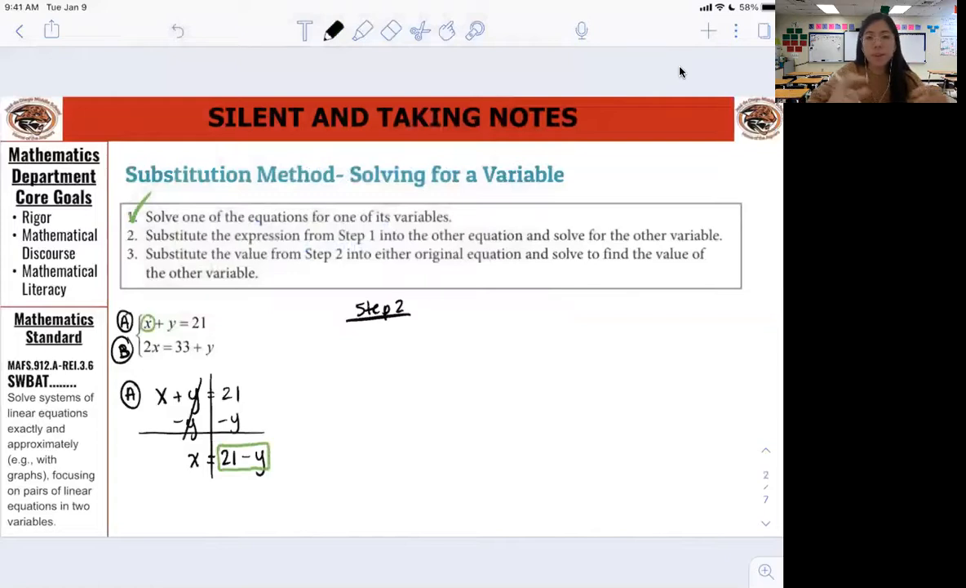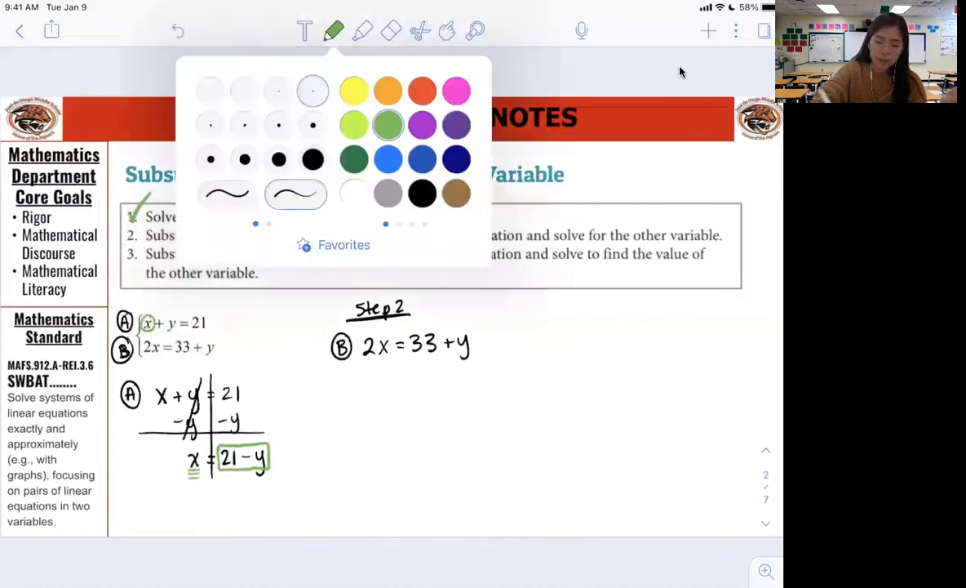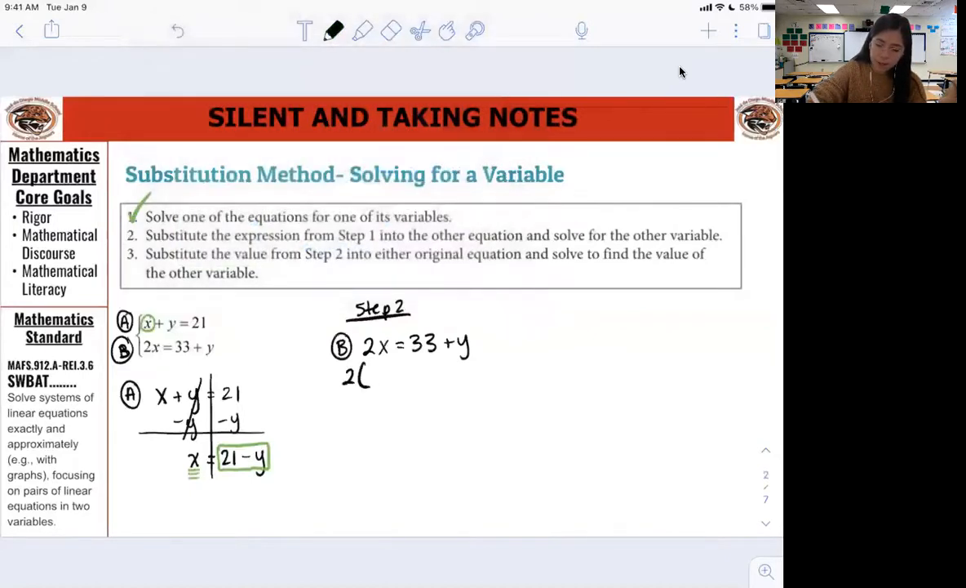Now I did step 1, I can move on to step 2. For step 2, I'm going to have to plug that 21 minus y into equation B. Since I started with equation A, you always want to plug it into whichever one you didn't do. So since I started with A, I'm plugging it into B. B is 2x equals 33 plus y. Now I'm going to be plugging this in for x because that is the variable that I isolated. So in my equation B, I put in these parentheses, and into those parentheses, I'm going to go ahead and just copy down 21 minus y. That's all I do in my first step.